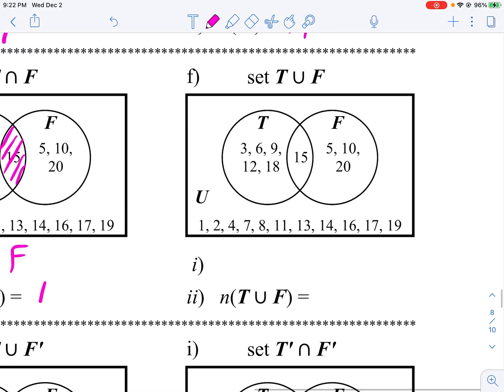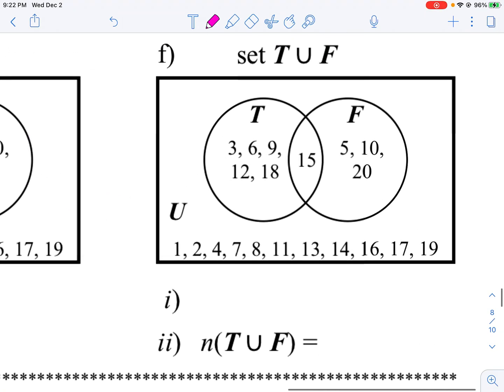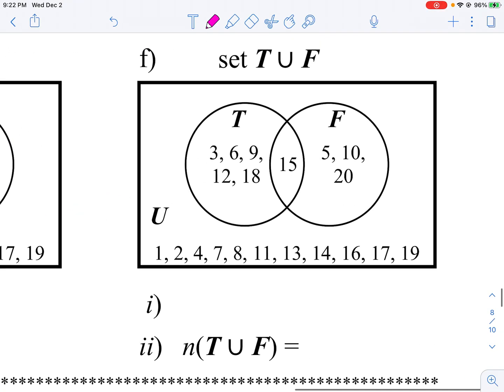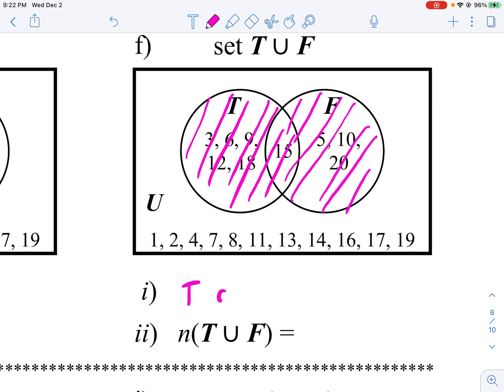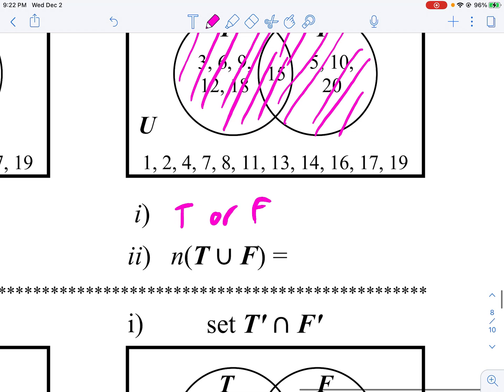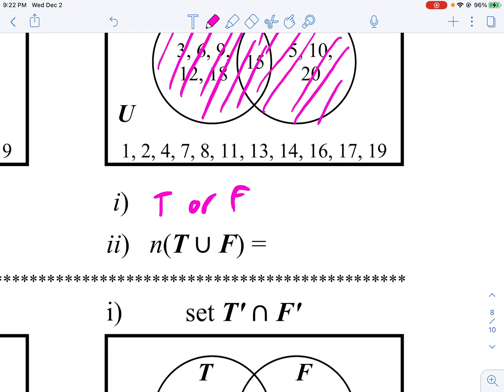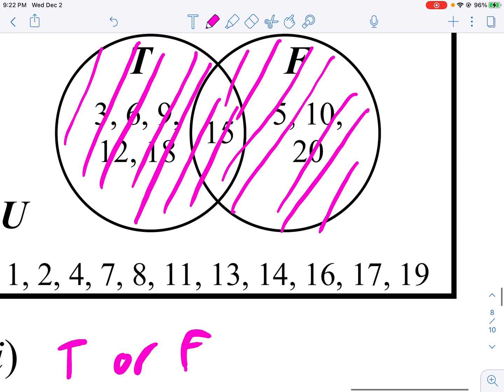Set T or F. Recall that that means union. So in the T or F, there is all of T and all of F. And there are 1, 2, 3, 4, 5, 6, 7, 8, 9. Looks like 10. Oh, no, 9.